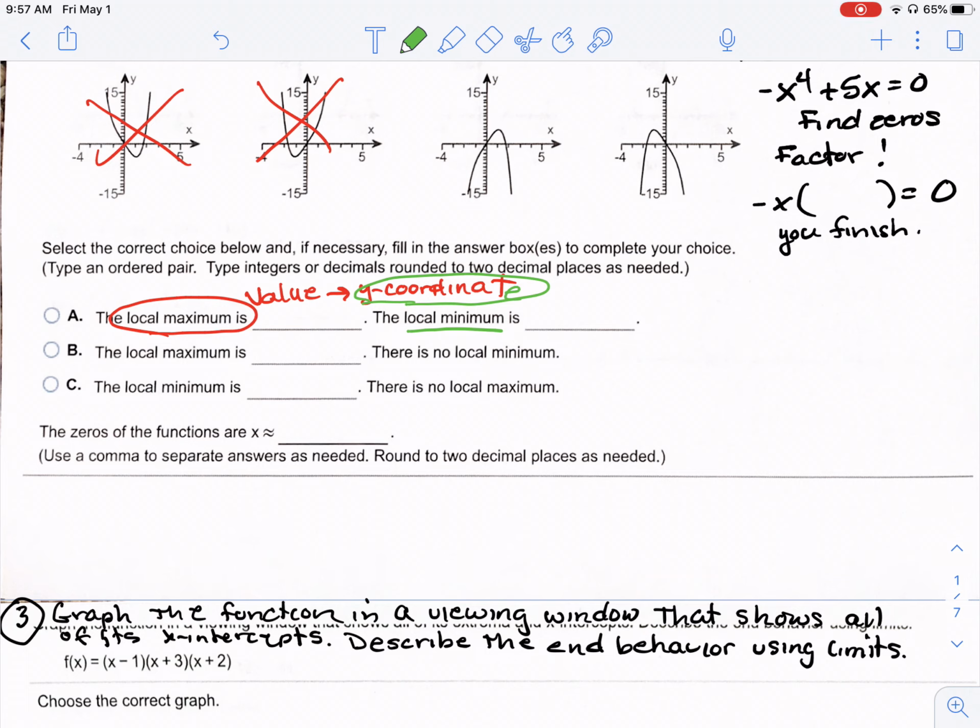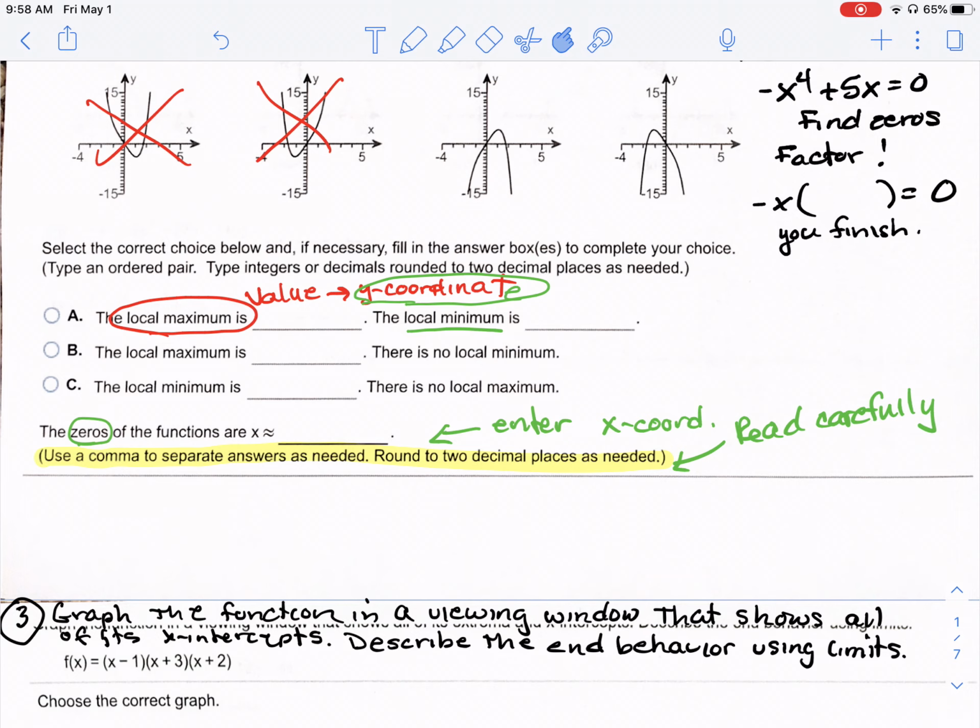The zeros of the function, we're going to enter the x coordinate, and make sure that you're reading this so that you enter things in the form that they want.